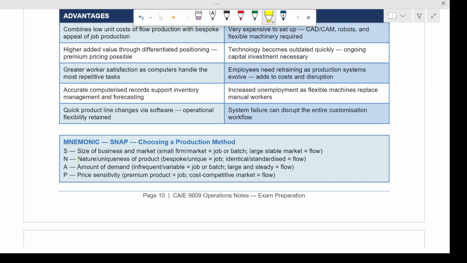For N, which is nature or uniqueness of product, if you want a bespoke or unique product, you should go for job. If you want identical or standardized products, you should go for flow. A stands for amount of demand, and if the demand is infrequent or variable, you could go for job or batch processing, and if it is large and steady, you should go for flow. For price sensitivity, if it is a premium product, you should definitely go for job, so you could charge a premium. However, if it is a cost competitive market, you should go for flow.